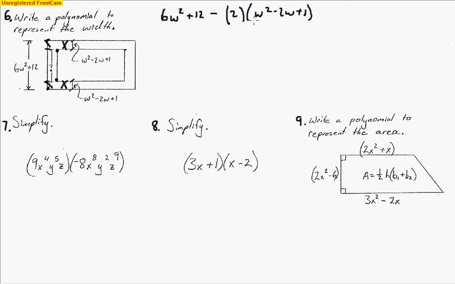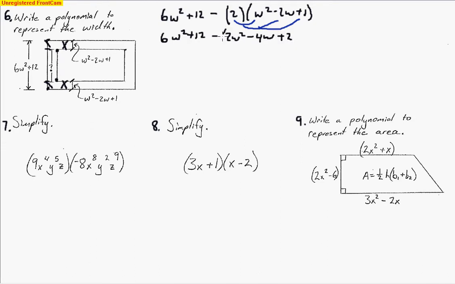This is just one way. Or I could write minus w squared minus 2w plus 1 twice. Either way, it means the same thing. So we're going to go ahead and do this work first. We're going to double that w squared minus 2w plus 1. So when I do that, I'm still left with the 6w squared plus 12, but now I have a minus 2w squared, a minus 4w, and a plus 2.